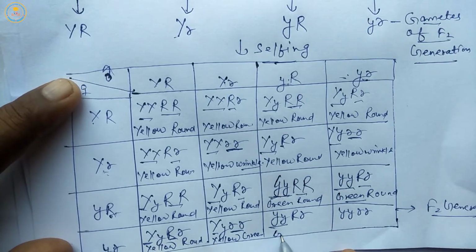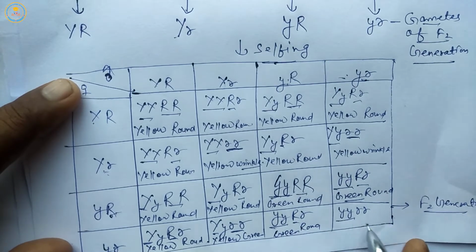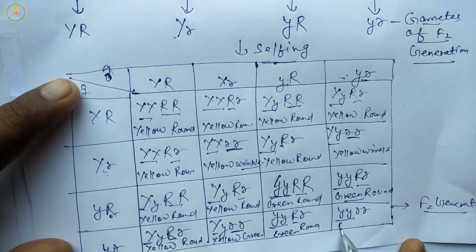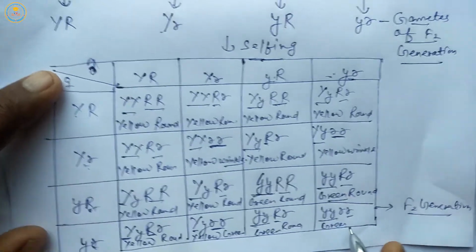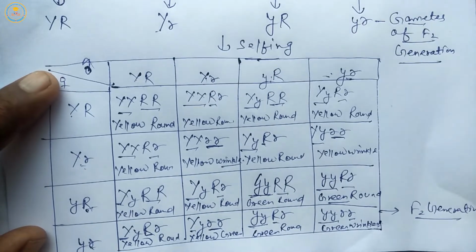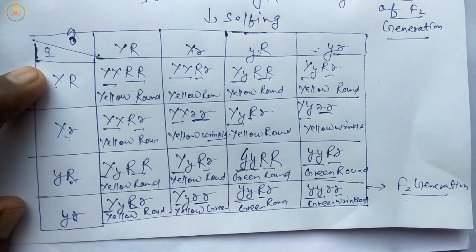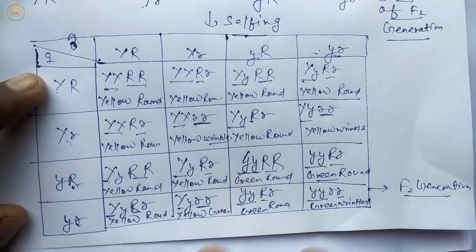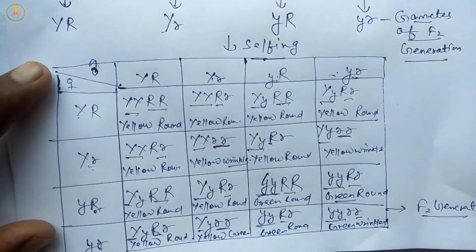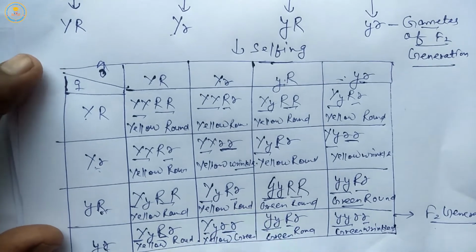Next, green, this is round. Next, green, this is wrinkled. So a total of 16 plants are formed in the F2 generation of the dihybrid cross, or law of independent assortment. So in this F2 generation, first of all is phenotype.